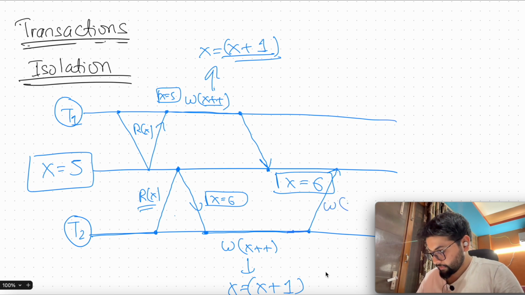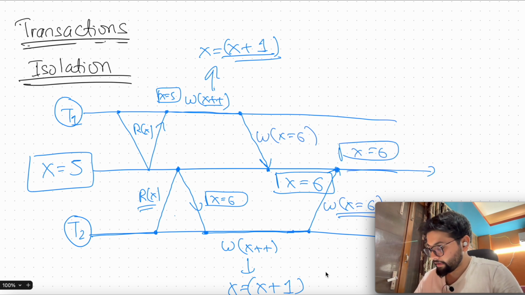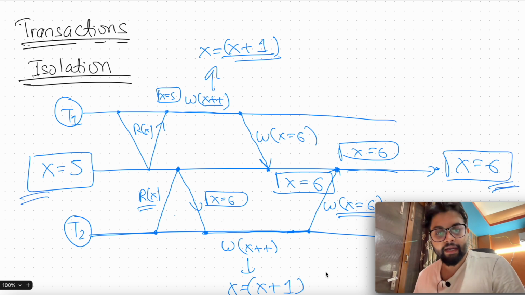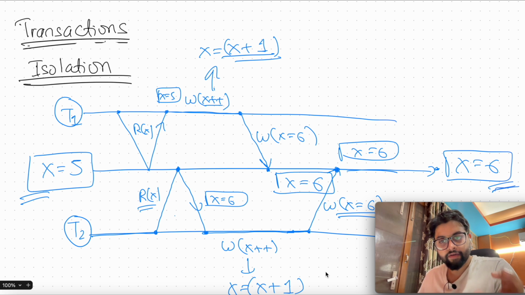It performed an increment operation, and it also saved the value of X as 6. Now once these two transactions have executed, we got the value of X equal to 6. We started with 5 and got the value of 6. But if you look at the higher picture, we can see that these two transactions each tried to perform an increment on the value of X, and after the execution of both transactions, the value of X became 6 from 5.